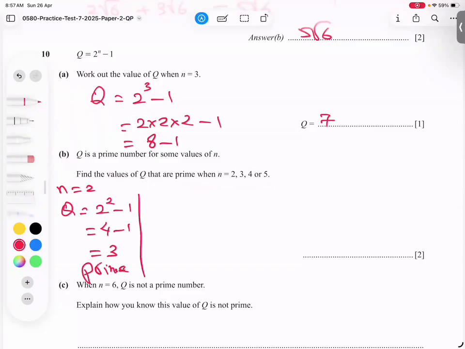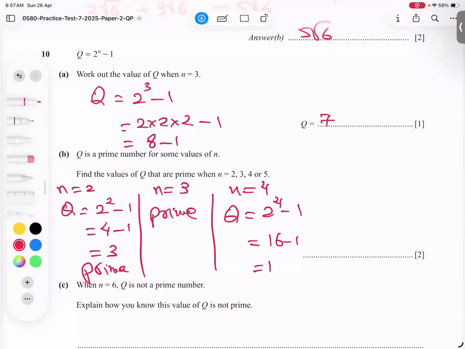Let's try with n equal to 3. When I put 3, we have done it already. Don't waste time, we have already plugged it in. We can say it is a prime number. Now I'm doing n equal to 4. When I plug in 4, 2 to the power 4 is 16, minus 1 is 15. It is not a prime number. It's called a composite number.